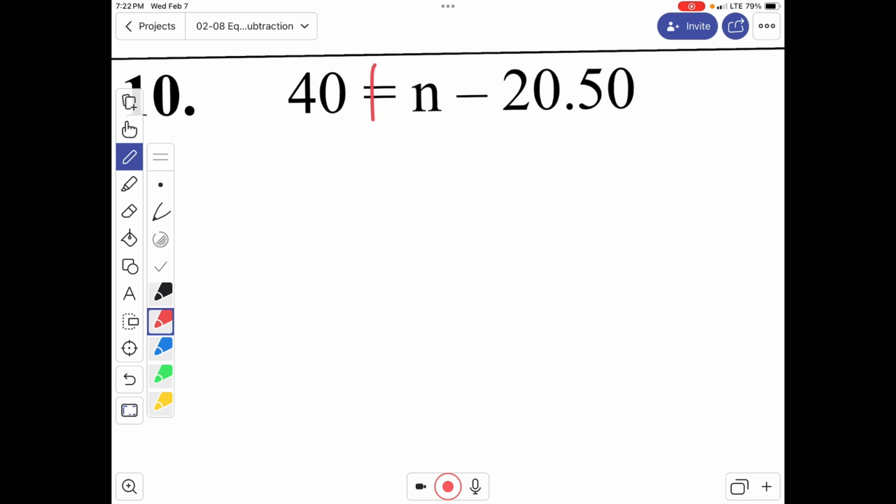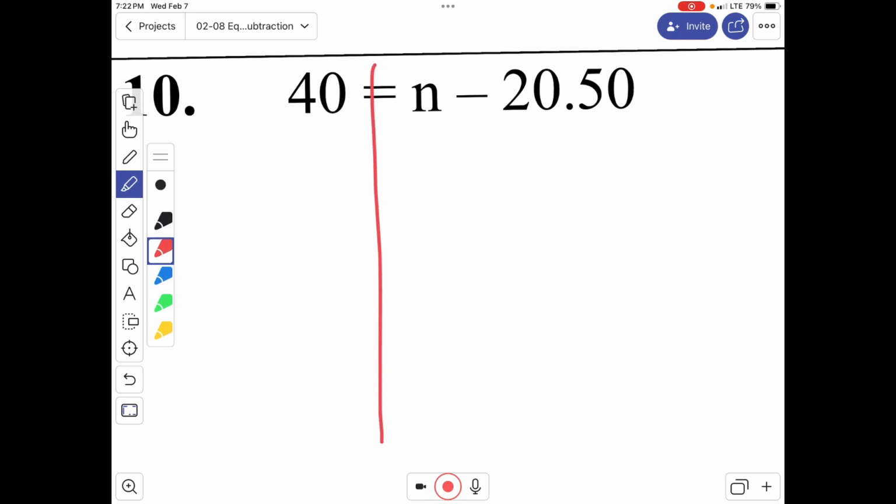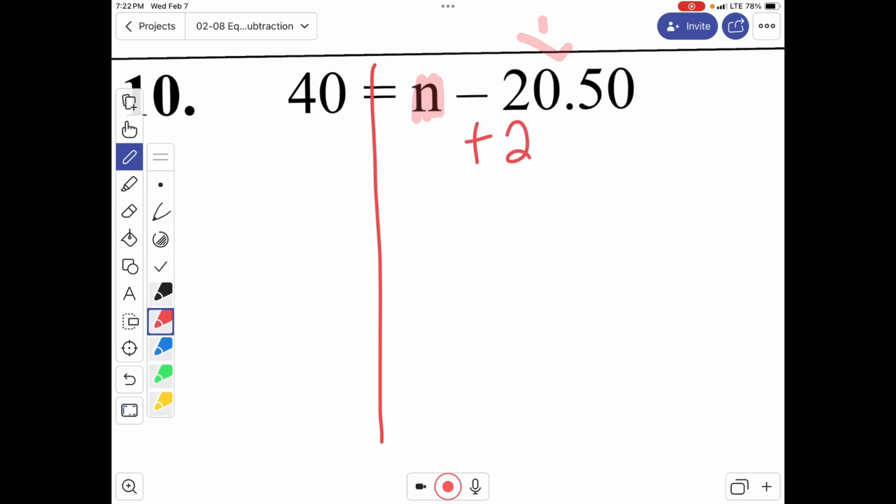Number 10. Start with the wall. Find the variable. Get rid of what's next to it. So the opposite of minus 20.50 would be plus 20 and 50 hundredths. So we need to add that to the other side, but remember, we're supposed to line up our decimals. Since this doesn't have a decimal, that would go at the end.